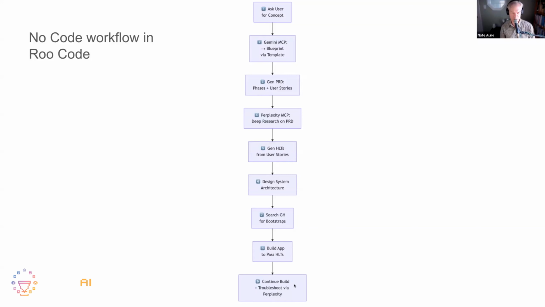You can also call out to Perplexity MCP if there's an error or an issue. It basically does troubleshooting on its own, which is pretty cool.